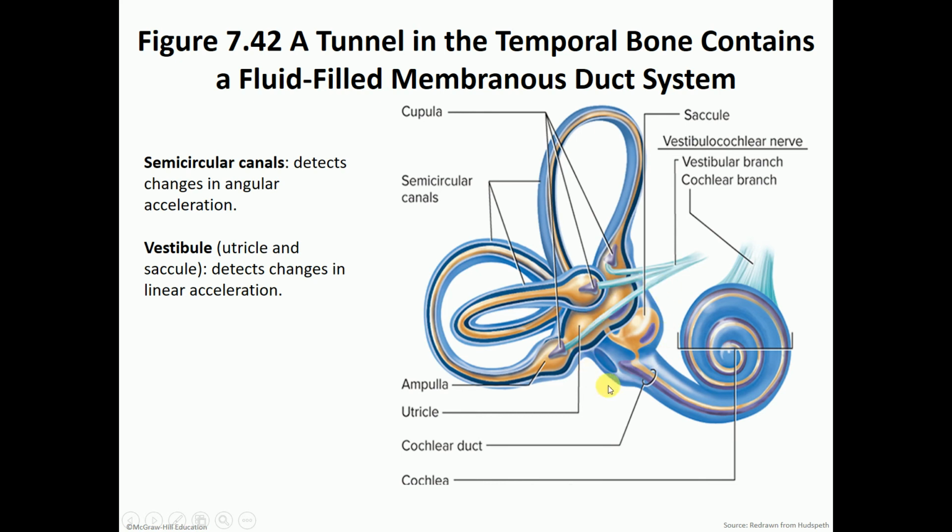The vestibule also has a membranous portion, and it's made out of a utricle. The utricle is up here, and this part is the saccule. These also have receptors that we'll talk about in a bit, and they detect linear acceleration. So for example, walking or being in a car, where you're going pretty much in a straight line.